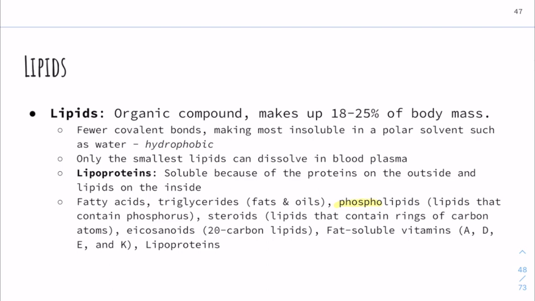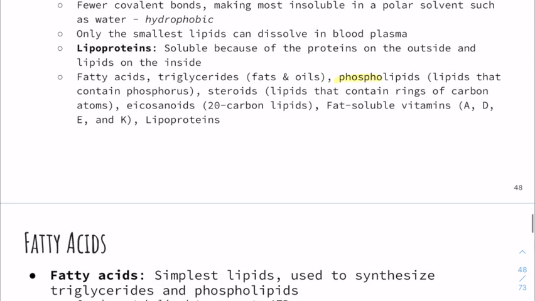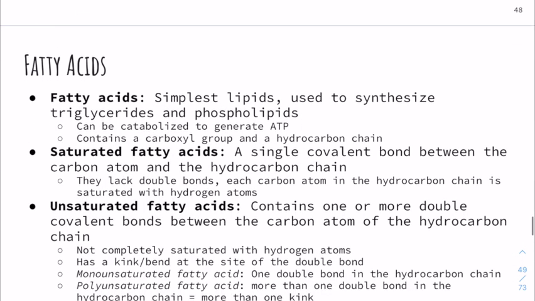Fatty acids are the simplest lipids. They're used to synthesize triglycerides and phospholipids. They can be catabolized to generate ATP. They contain a carboxyl group and a hydrocarbon group.